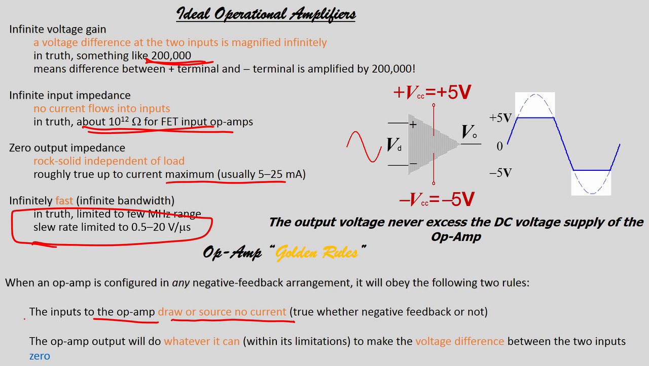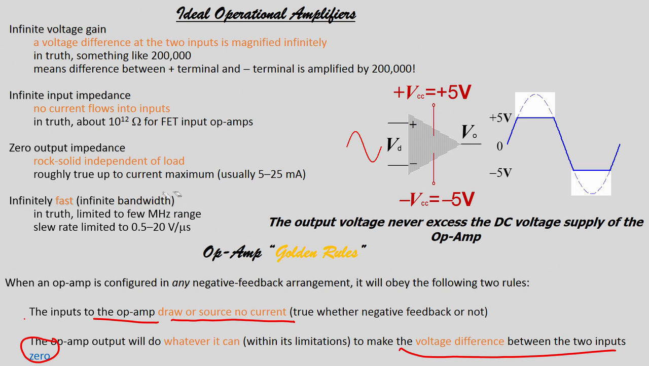Second, the op amp will do whatever it can to make the voltage difference between the inputs 0. This is also something we have studied in detail in the lecture notes. These are the two golden rules that we have to remember: one, the inputs draw or source no current, and second, the voltage difference between the two inputs is 0. I am sure all of us remember this, right? If you do not remember, do not worry, that is why I am repeating the things that you have already been studying in the theory class.